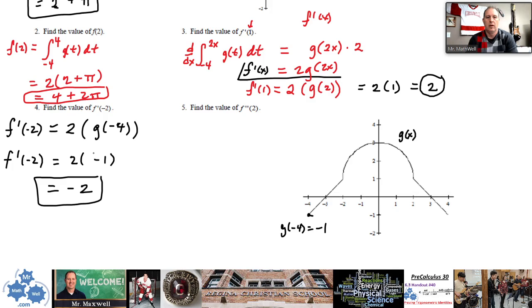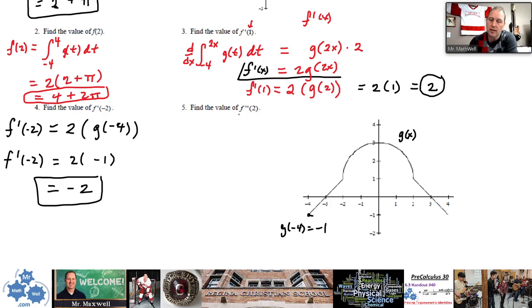Okay, here's where it gets a little bit tricky, I guess. Now we're dealing with, and they'll do this on the AP exam, different levels within a question. A will be a little bit easier, B, C, a little tougher, D, pretty tough. They'll do that to you, so be prepared for that. But now we're talking about f double prime of 2.